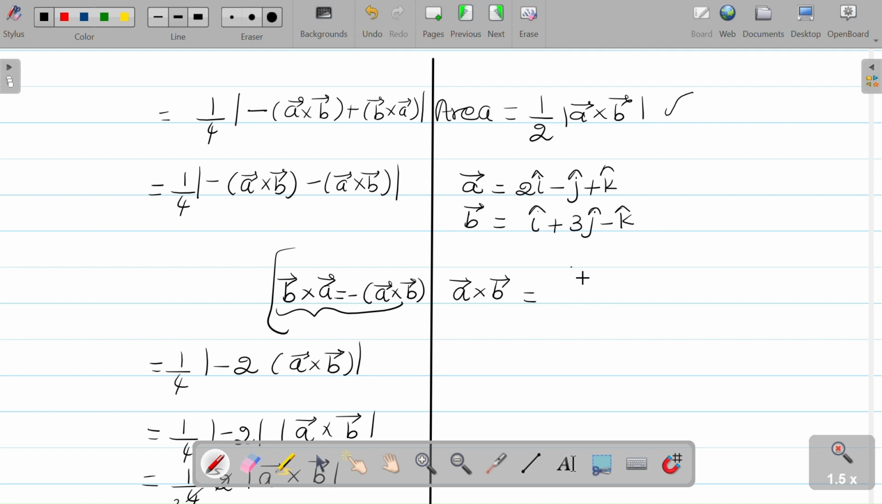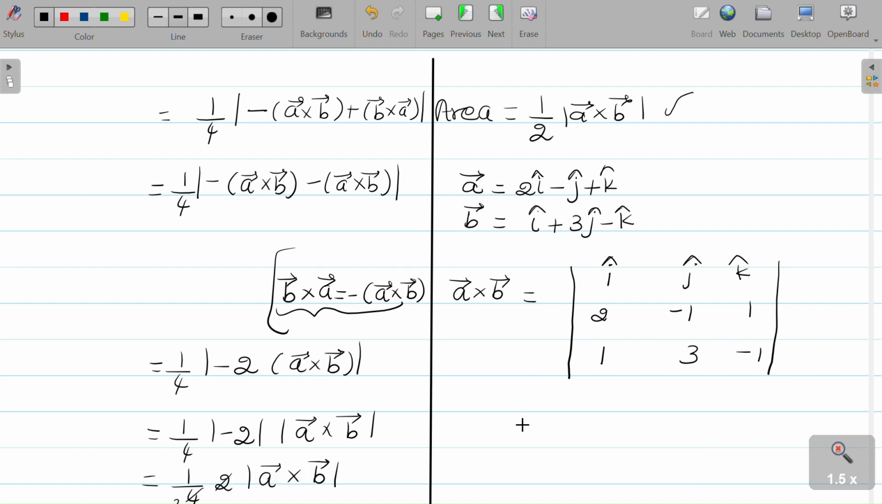So how to do the cross product is, first we use the first row as i, j and k, and the second row the A vector's components 2, minus 1 and 1. In the third row we have to use the B vector's components 1, 3, minus 1. Just now we have to do it by using the determinant. Keeping the first row and first column, we have to take the determinant for these values: minus 1, 1, 3, minus 1.